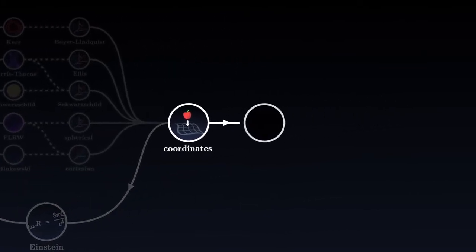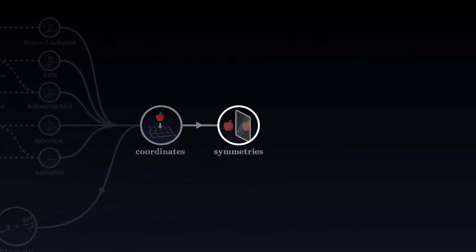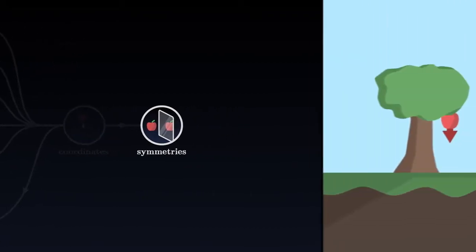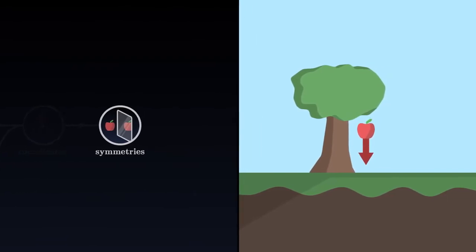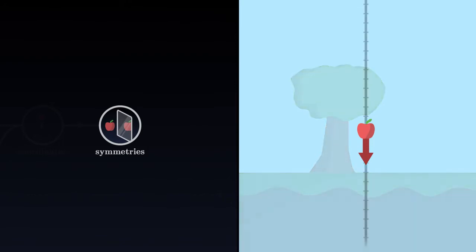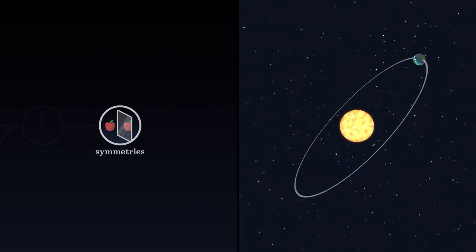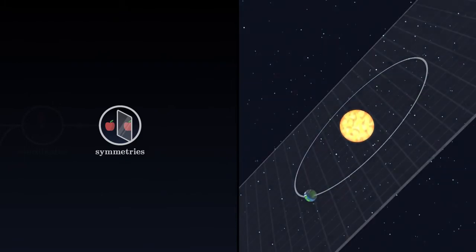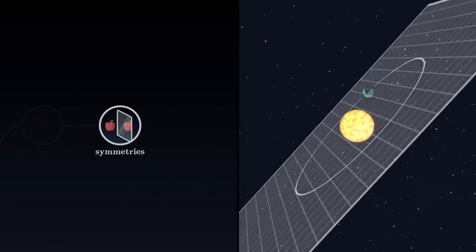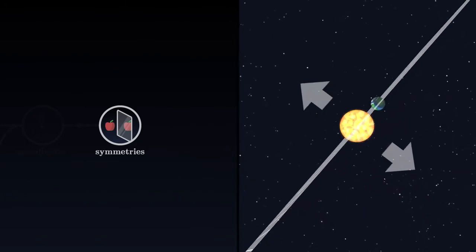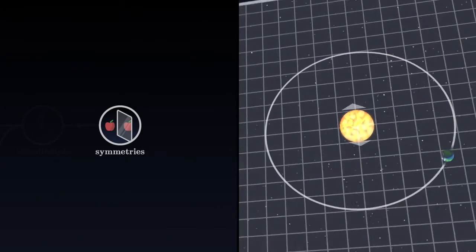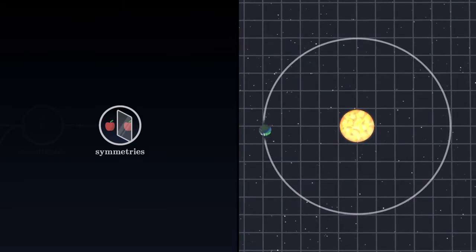Once our coordinates have been chosen, the third step is to analyse the symmetries of our problem to reduce its number of dimensions. For example, to describe the motion of an apple falling vertically, we only need one dimension of space along a single axis. Likewise, for an object in orbit around a spherical mass, symmetry tells us that its trajectory is confined within a plane. The object has no reason to leave this plane on one side or the other. In this situation, we can align our coordinates with this plane, reducing the problem to 2 dimensions of space.